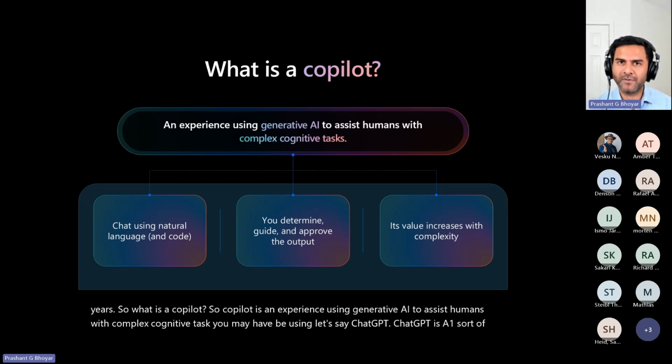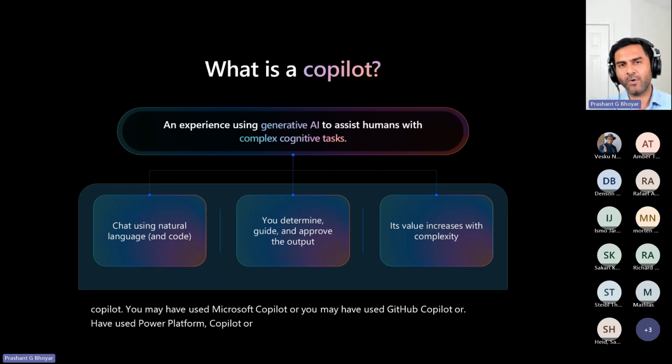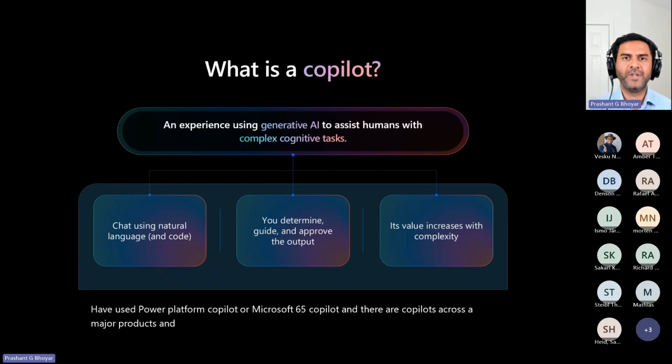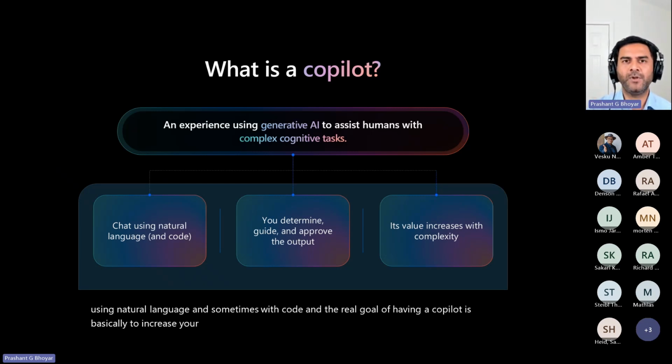You may have used Microsoft Copilot, or GitHub Copilot, or Power Platform Copilot, or Microsoft 365 Copilot. And there are Copilots across major products and services out there. In the current state, we converse with the Copilot using natural language and sometimes with code. The real goal of having a Copilot is basically to increase your productivity or to help you do your job really quickly or find something really quickly.